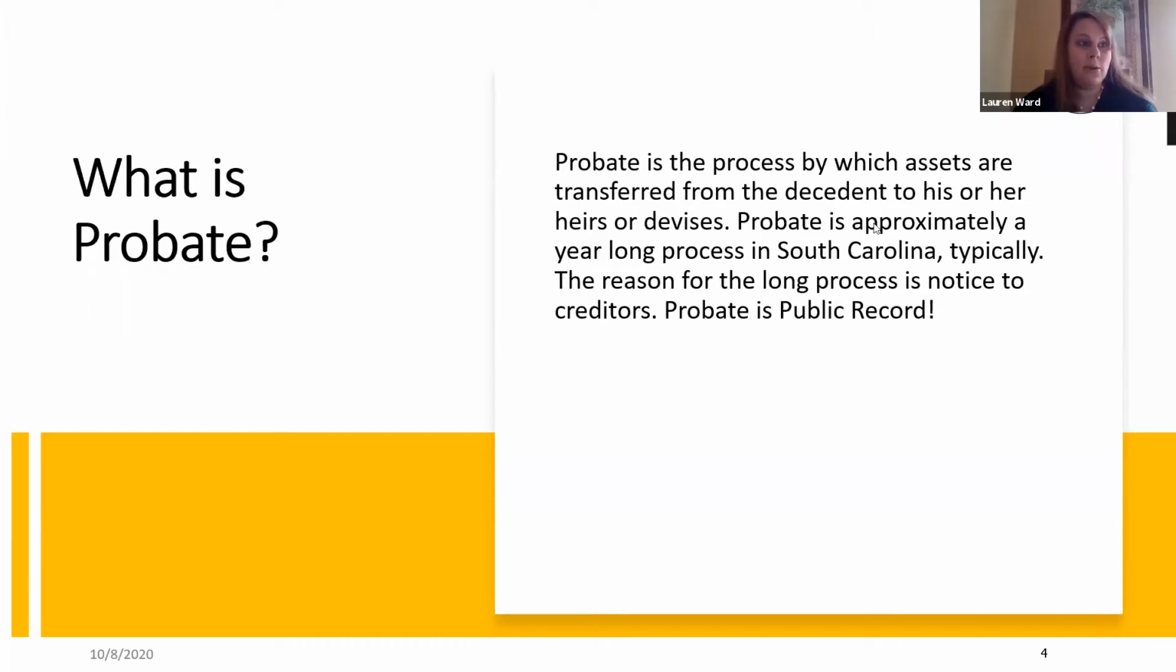Probate is managed by the probate court, and it is just the process by which we take the decedent's assets, which are probate assets, and distribute those to individuals who either are their heirs or devisees.